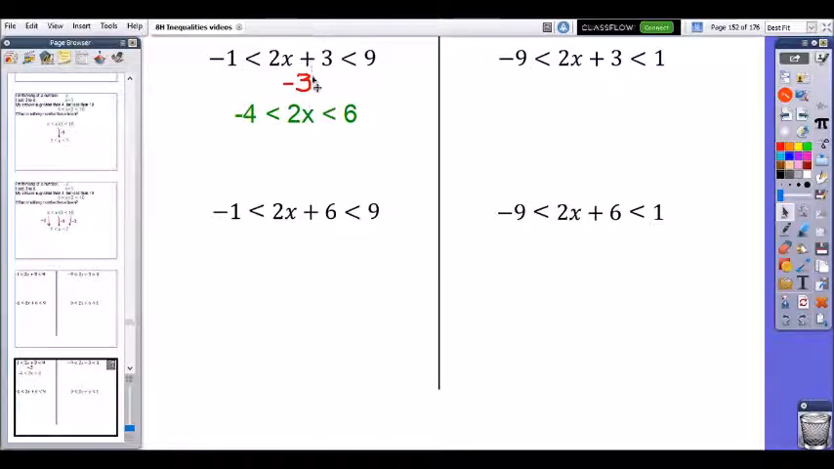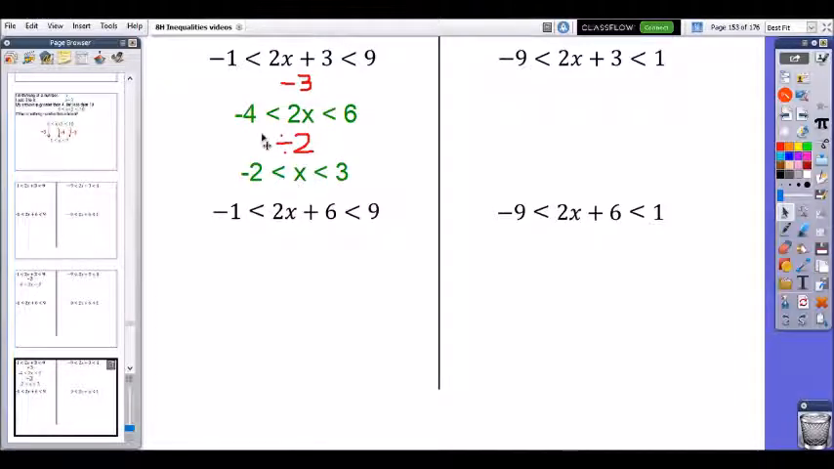Because I've taken away 3 from the middle part of my inequality, I'm going to do the same to the left hand side and the right hand side. To get from 2x to just x on its own, I'm just going to divide it by 2. Okay, so my solution is x must be greater than negative 2 but less than 3. And this is my answer.